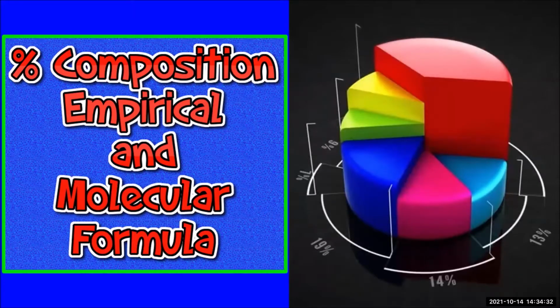Molecular formula using percentage composition data. It's going to be fun. Let's get into it. The first step in determining the structure of any compound is to work out what its chemical formula is. In this video tutorial, we will use percentage composition data to work out the empirical formula of a compound. Using the molar mass, we will then work out the molecular formula.